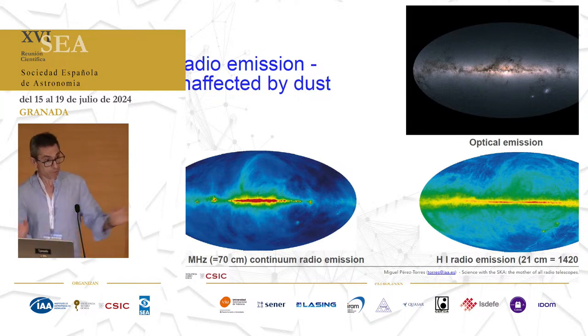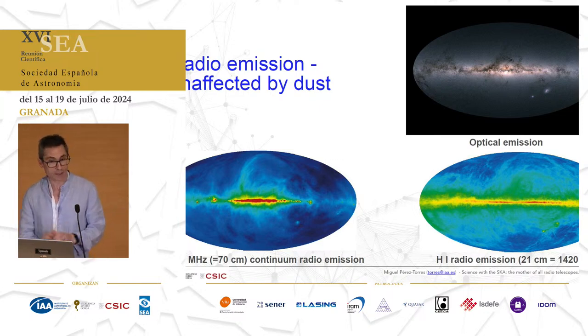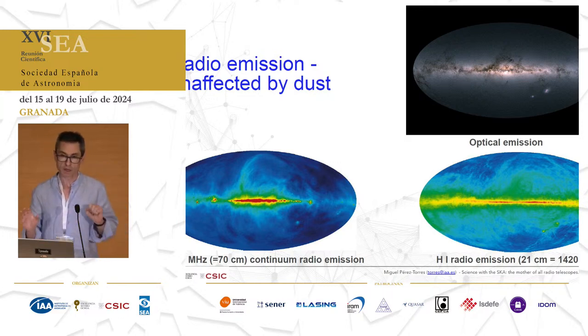So before we jump into SKA, just a very basic thing. Radio emission is not affected by dust. I hope every one of you knows that, but anyway, I don't like to assume. Top right panel is optical emission, okay? And you will see that in the bottom panels, in the radio, we see different pictures. Actually, we see everything because we are not affected by dust. This is one very nice property.